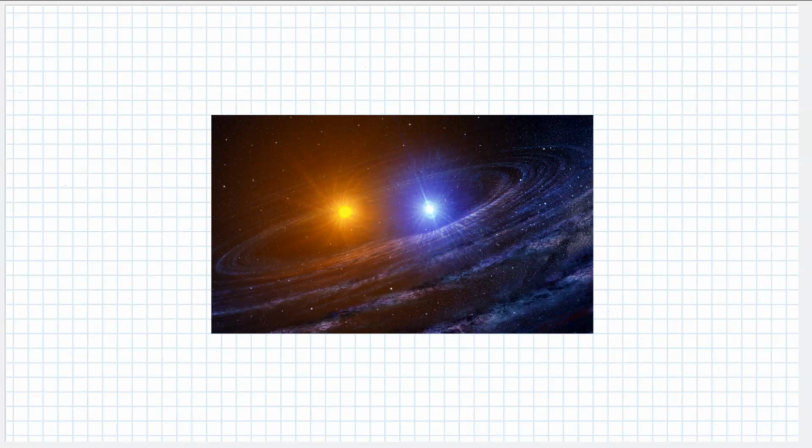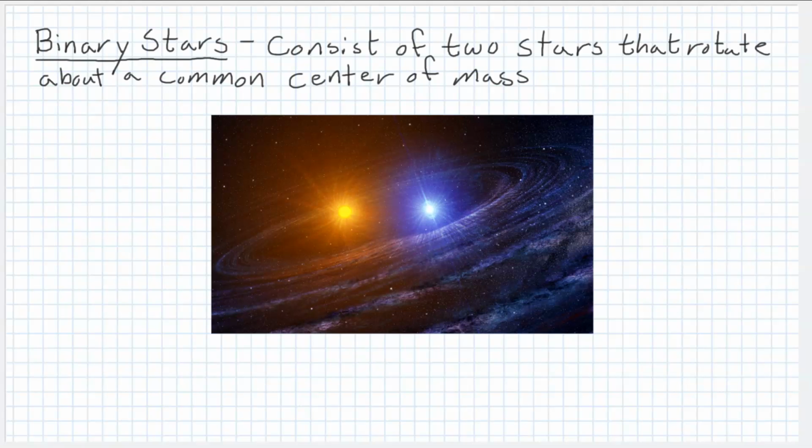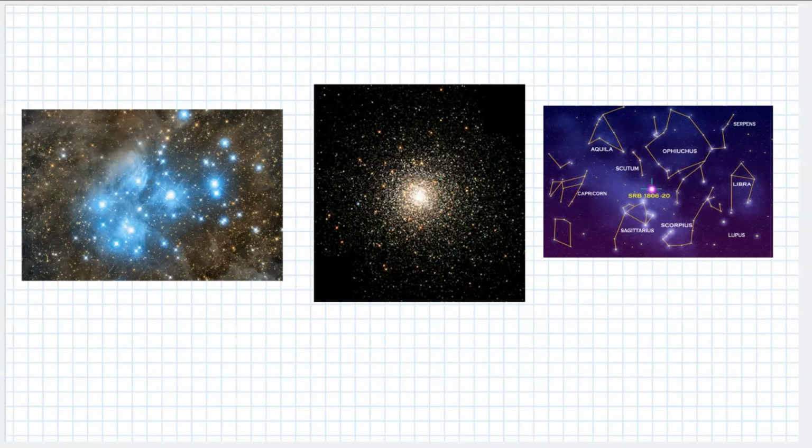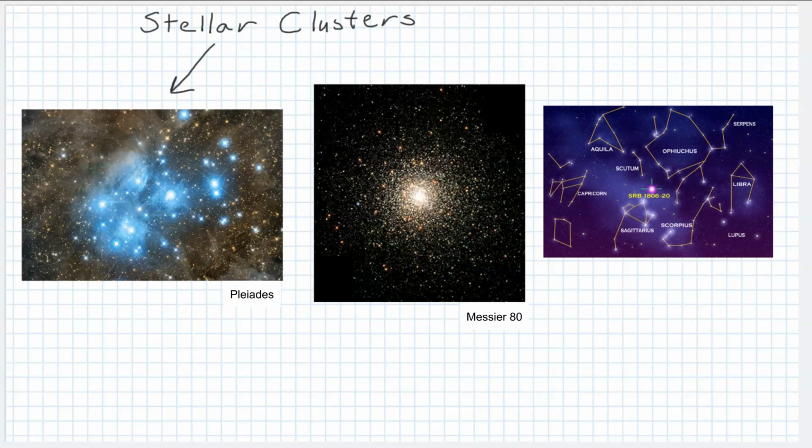If I were to have two stars orbiting each other, like is shown in this picture here, I would have a binary star. Binary stars consist of two stars and rotate about a common center of mass. They're actually a very common type of star system. There are also groups of stars that have way more than two stars. These we call star clusters.